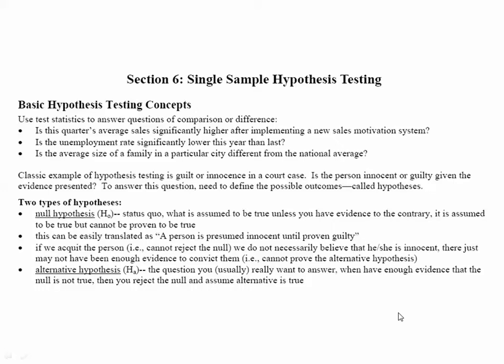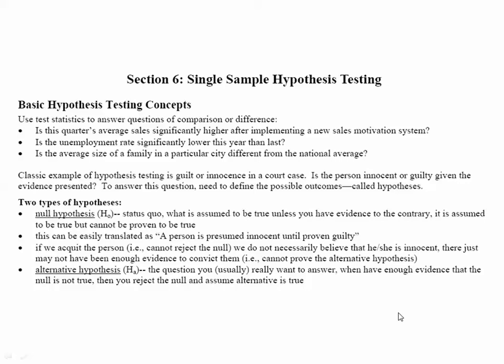So a classic example of hypothesis testing is the guilt or innocence in a court case. For example, is the person innocent or guilty given the evidence presented? To answer this question, we need to define the possible outcomes. These are what are called hypotheses. The null hypothesis is the status quo. This is what is assumed to be true unless you have evidence to the contrary.